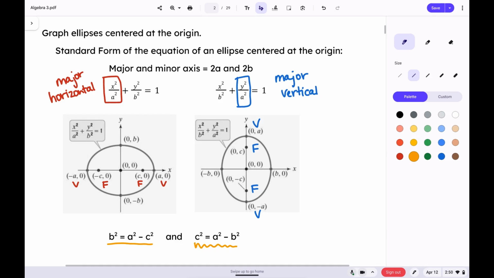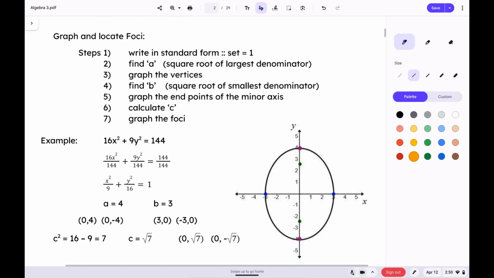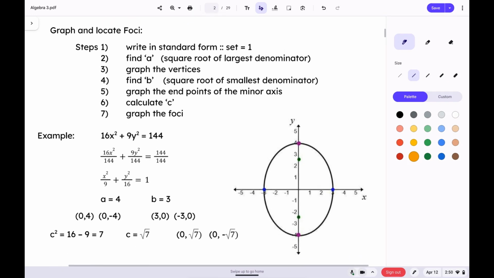Okay? So now that I've gone over some of the details behind these, I'm going to let us do an example here together. So what I'm going to do is talk through this problem that we see on our page here. We're going to go through the steps so you can see where they're getting all these letters from and then how it applies to the graph. So step one is to make sure that your equation is written in standard form, and that means that it needs to be set equal to 1. If we look down at the example I have, it says 16x squared plus 9y squared equals 144. Right now, it is not in standard form.